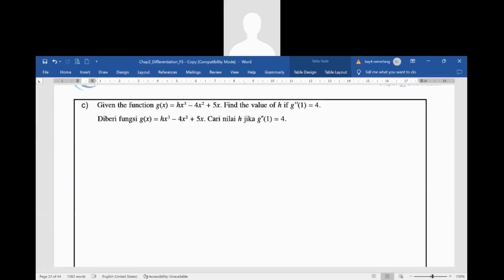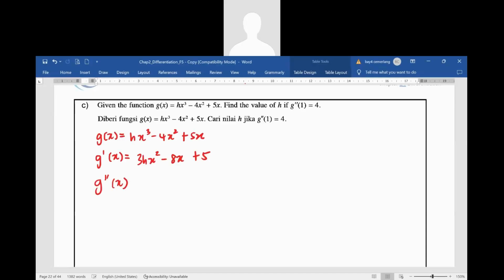g of x, given the function g of x like this, then find the value of h if g prime prime 1 equal to 4. Okay, kita buat g of x dulu. g of x dia adalah hx cube minus 4x square plus 5x. And then kita buat g prime dulu. 3hx square minus 8x plus 5. And then g prime prime, 6hx minus 8 sahaja.